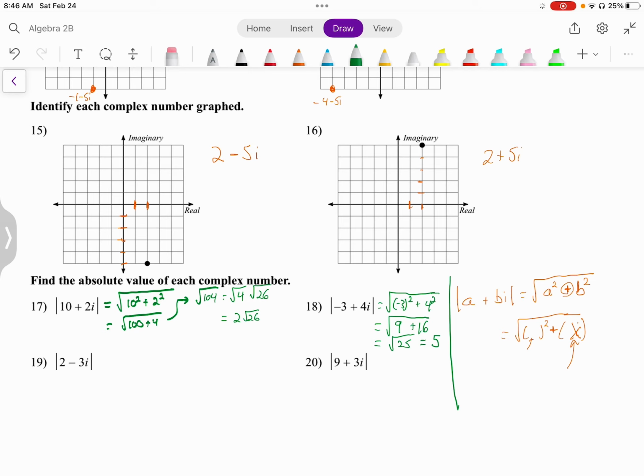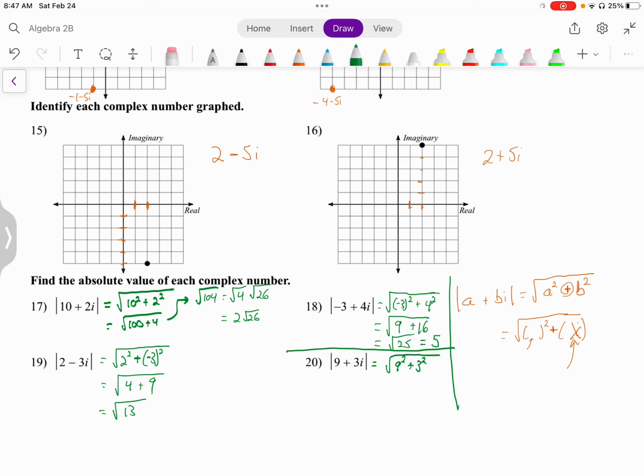Number 19, same idea. The square root of 2 squared plus, it's always a plus, -3 squared. The -3 goes in parentheses. We don't use the i. So this is the square root of 4 plus -3 squared is 9, 4 plus 9 is 13, so we have the square root of 13. The square root of 13 is prime. It cannot be simplified any further. And then number 20, same thing. Square root of 9 squared plus 3 squared.